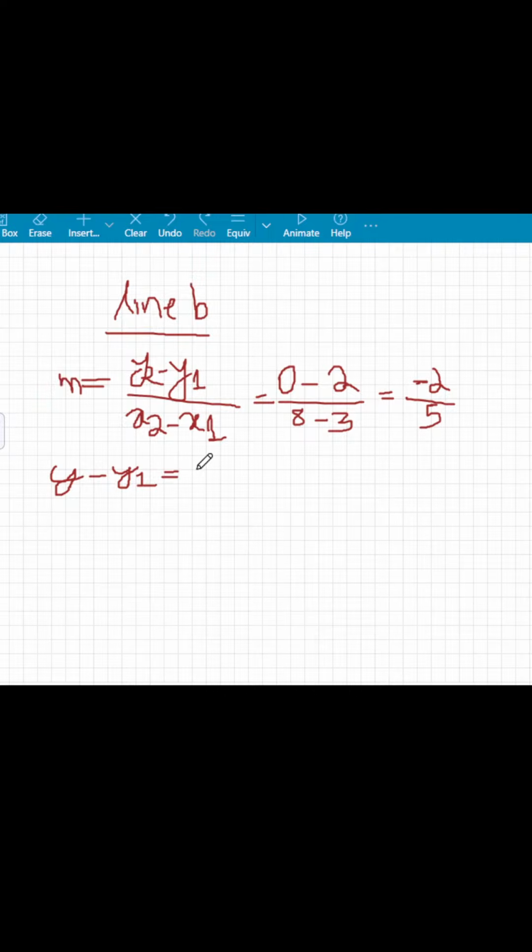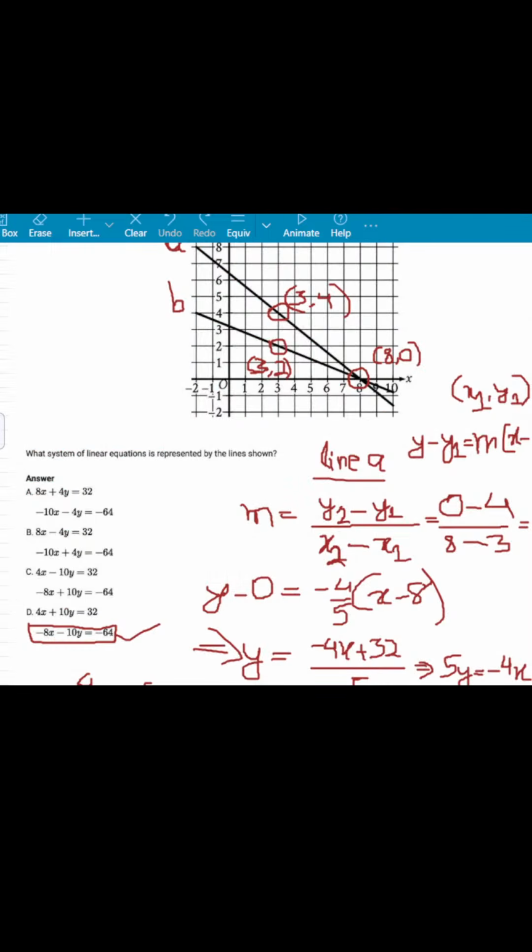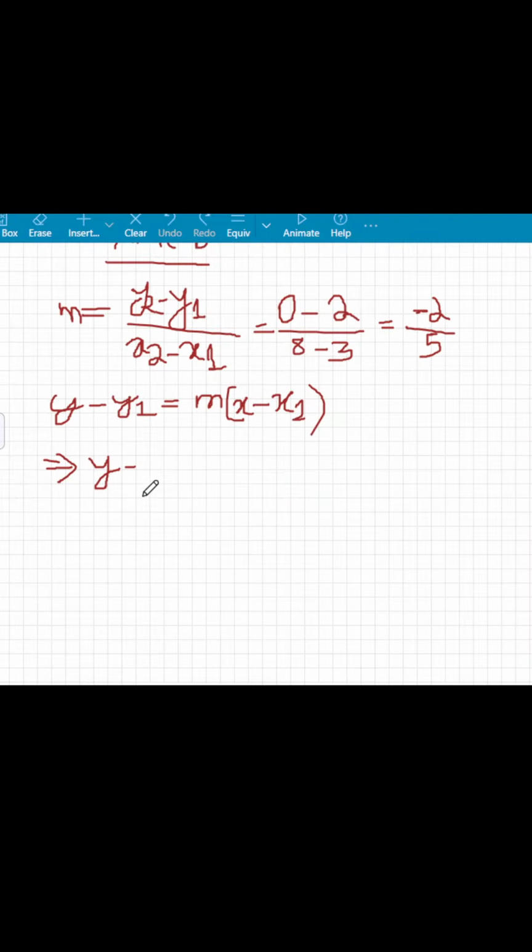Okay. So now let us use that form of the equation, y minus y1 equal to slope multiplied by x minus x1. Then this will be y minus, again we will use this 8 comma 0 point because this will be easier, lesser calculation. So y minus 0 equal to minus 2 by 5 into x minus 8.